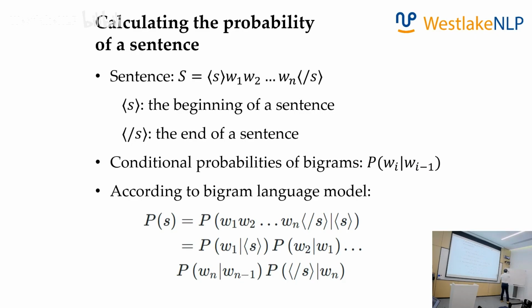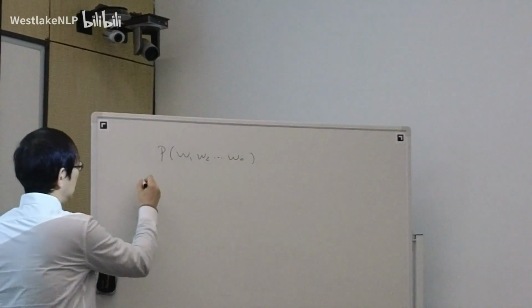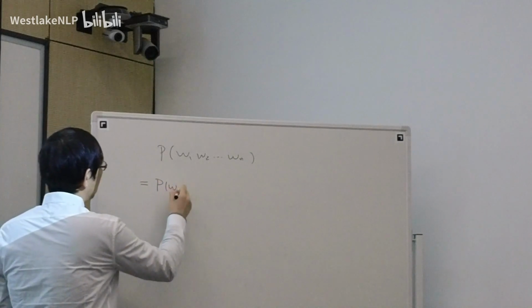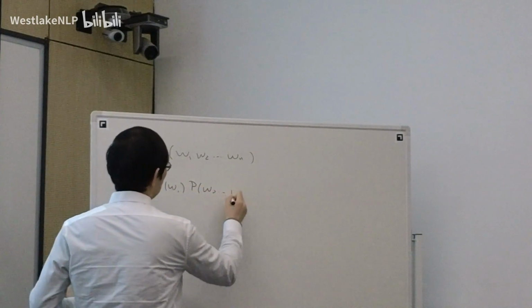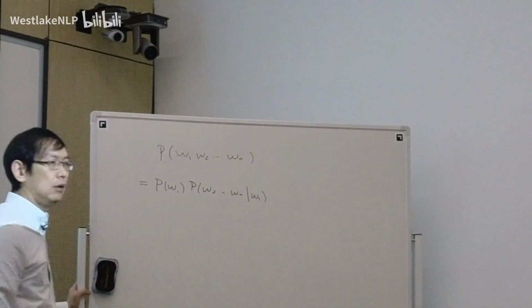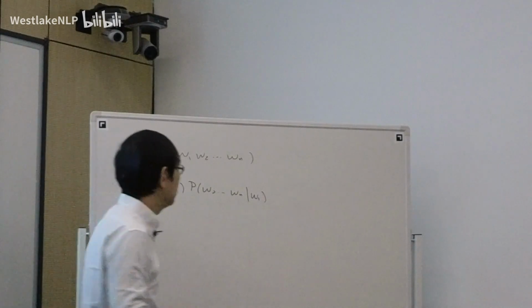I use two techniques to prove this. One is called the probability chain rule. One is called the independence assumption. For simplicity, let's just remove this <S>. Let's say P(W1, W2, until Wn). So how do you calculate that? Let's say it's equal to P(W1) and P(W2, ..., Wn given W1). Why is that true? Let's come back to the Venn diagram.